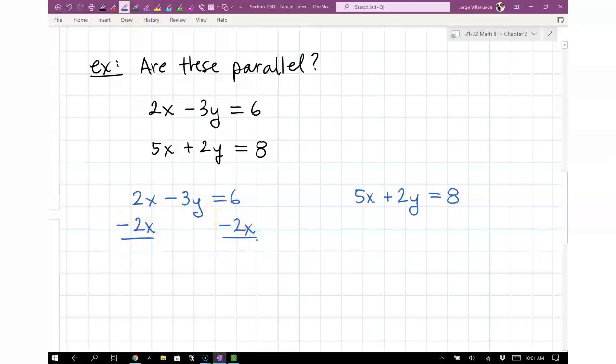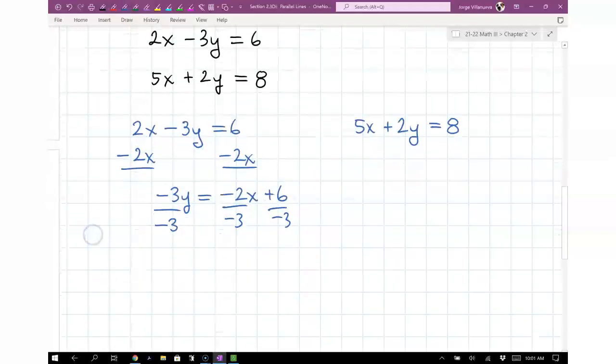Okay, so minus 2x on both sides. I get negative 3y equals negative 2x plus 6. What do I do next? All right, divide by negative 3. Thank you. So I end up with the following equation: y equals 2/3 x minus 2.